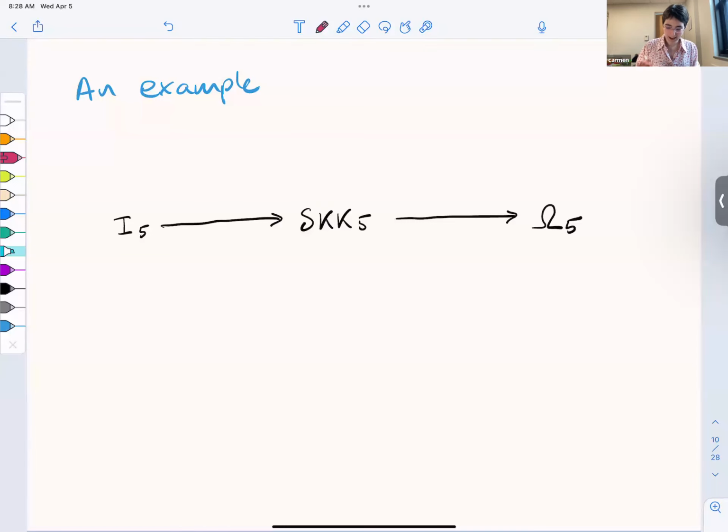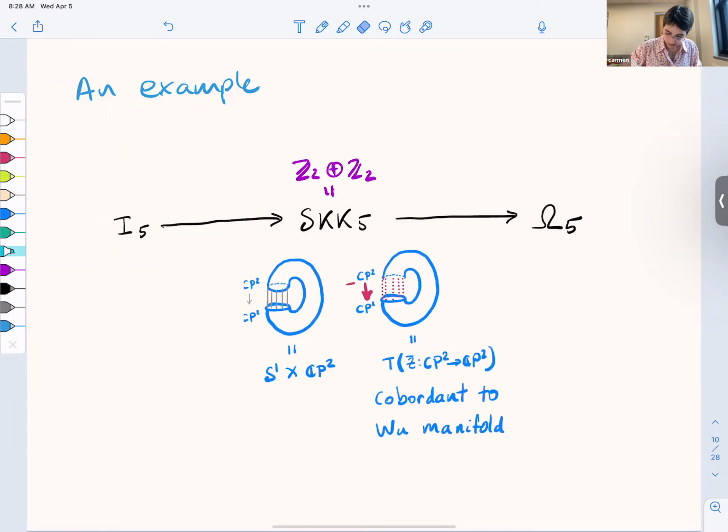Let's suppose I'm taking the exact sequence from before, and I want to look at how it looks for n equals 5. So we're going to look here at the 5-dimensional situation. First, I'm going to reveal the spoiler that the SKK in 5 dimensions is Z2 plus Z2. So it's C2 plus C2. What generates each C2? Geometrically, you could think of these two generators. They both look a little similar in the picture. So what are we looking at here?